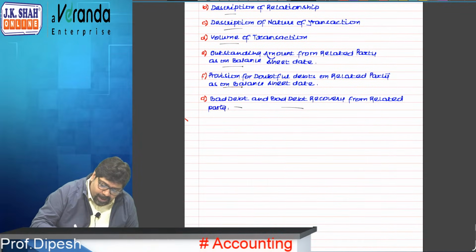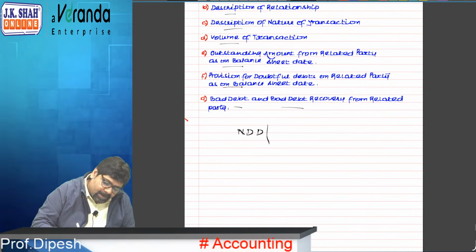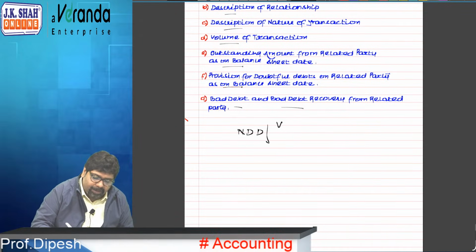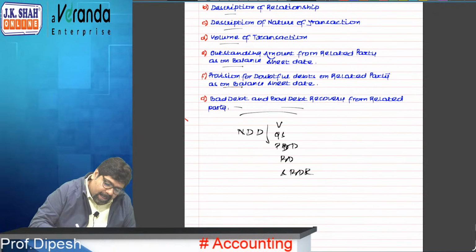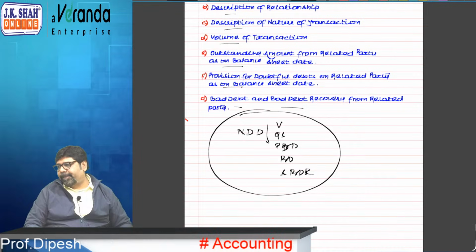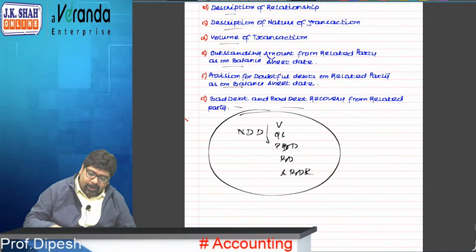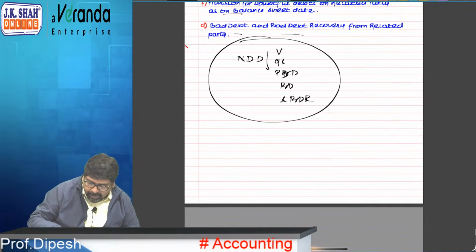So name done, description of relation, description of transaction. Then volume means volume, okay, that is amount of transaction, amount outstanding, PDD, bad debt and bad debt recovery. Correct chartered, yes or no? Yes, sir. So you are done with AS 18.